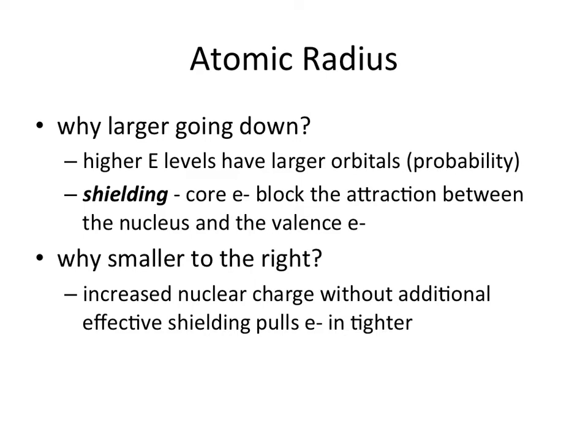So, top to bottom, the main contributing factor is basically the probability of having electrons farther away from the nucleus as you get a larger principal quantum number. And from left to right, that effective nuclear charge is the bigger feature that is contributing to the size change from left to right.